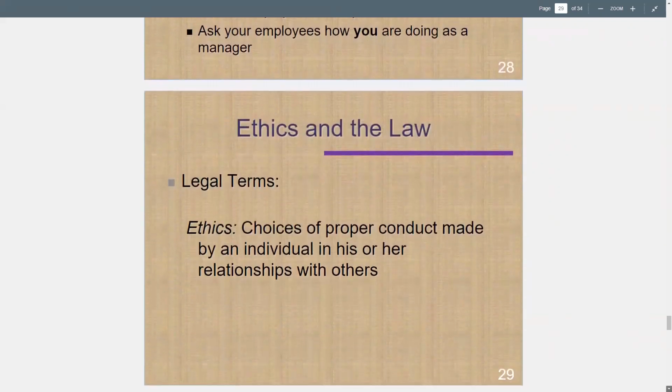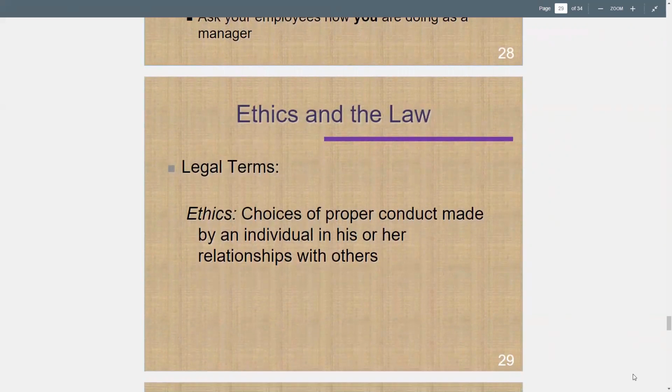Let's talk a little bit about ethics. This is the definition that our textbook has for ethics. Choices of proper conduct made by an individual in his or her relationships with others. So we're seeing that this is about some standard of proper conduct. When we're talking about ethics, we're usually not talking about a statute. We're not saying that a law says you've got to do X. Obviously, if we have that situation, it's a pretty easy call because we know we need to do X.